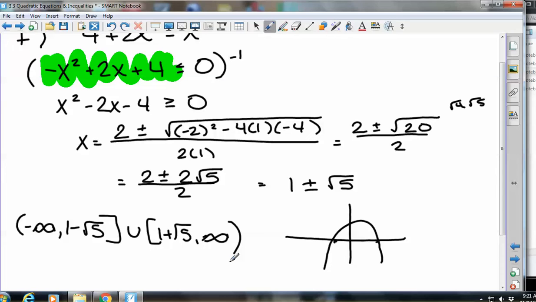So if they don't factor nicely, you'll have to use quadratic formula, and those exact values are what you use in your interval. Don't give me a decimal or try to estimate it. Just keep it exact. Questions?